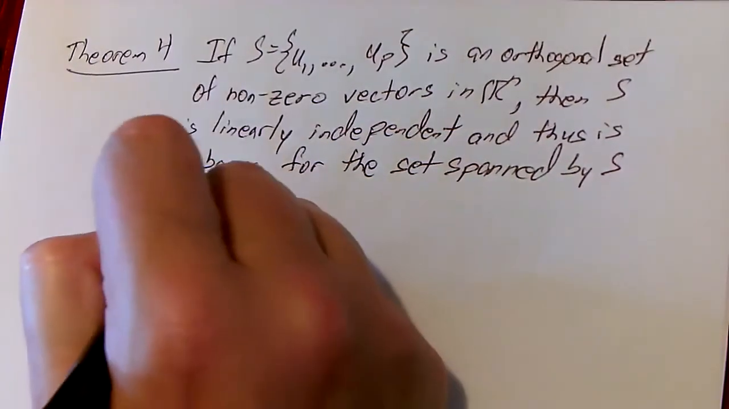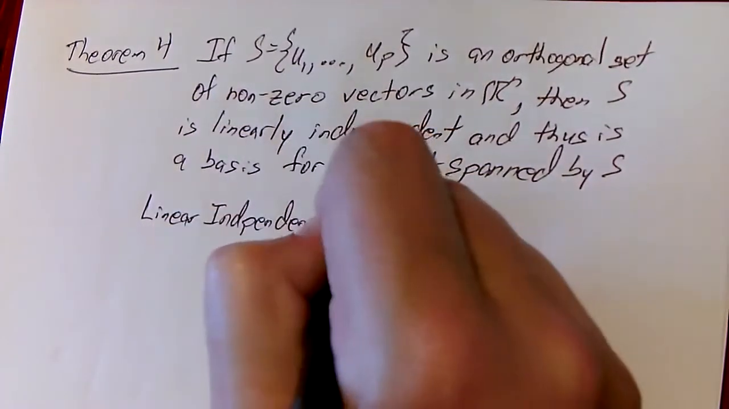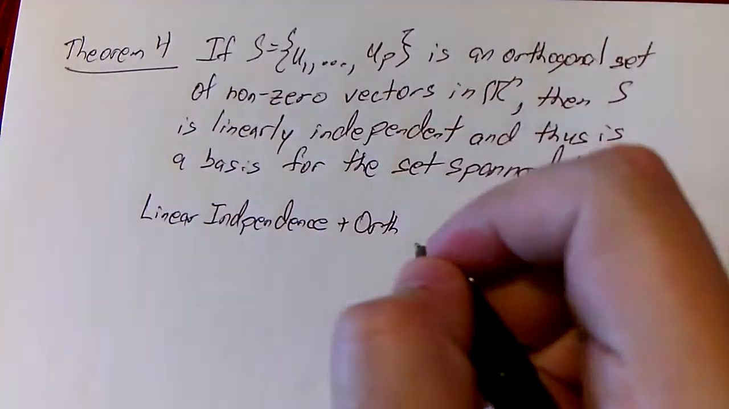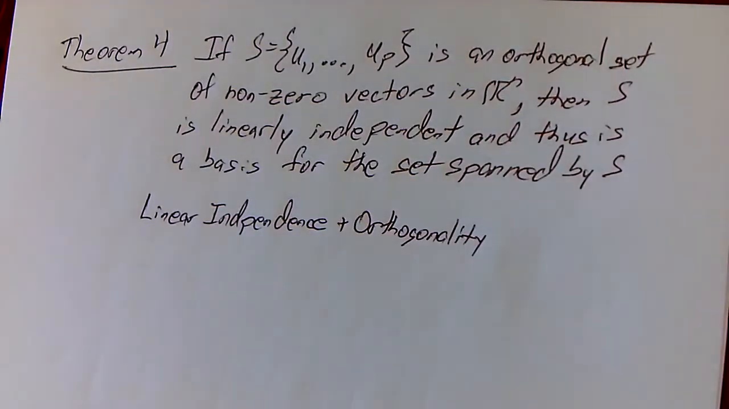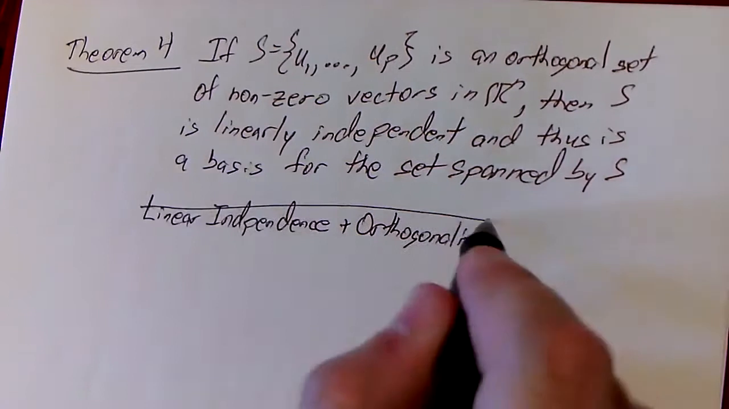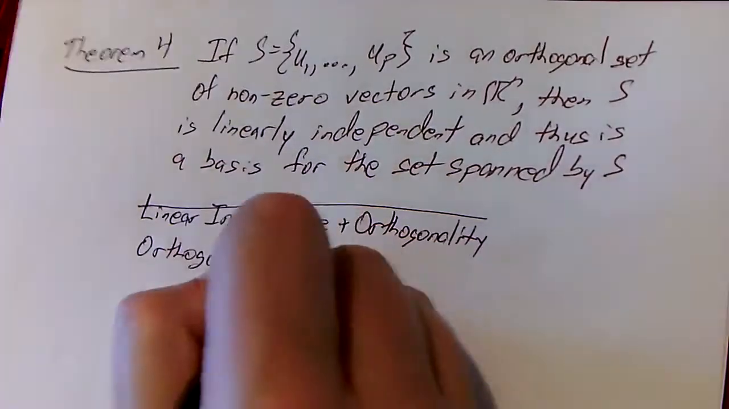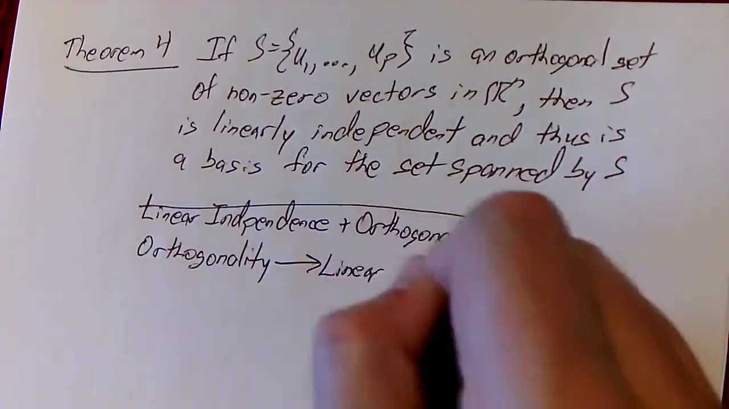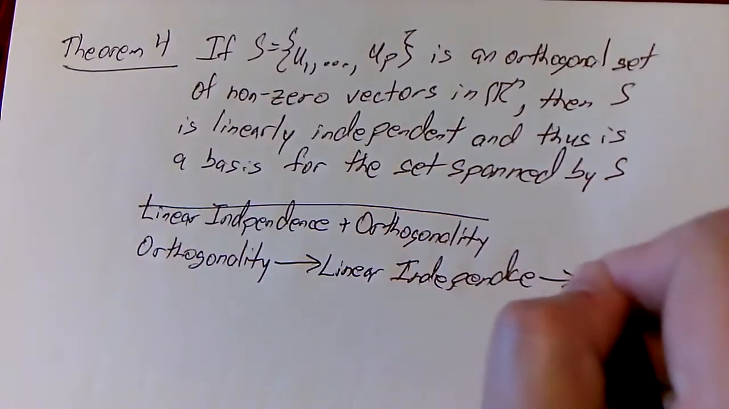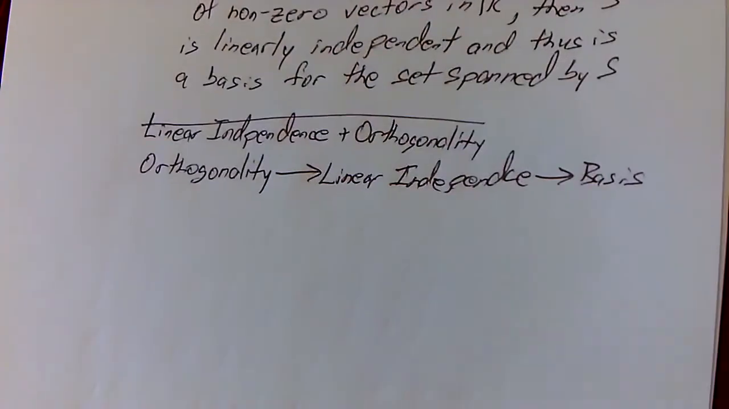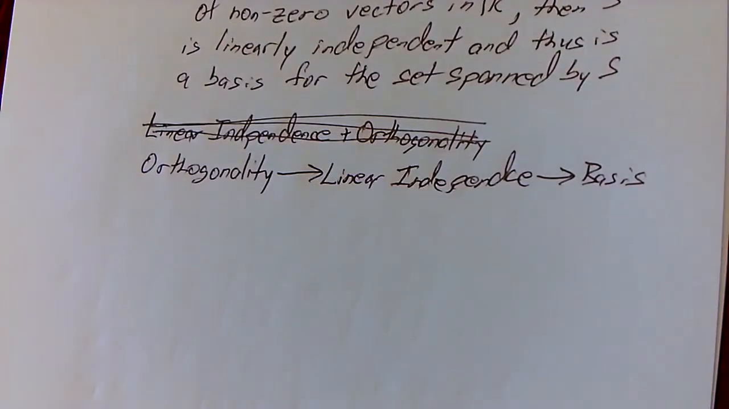So simply put, theorem 4: linear independence plus orthogonality... I wrote that backwards. Scratch that. Orthogonality, sorry, I get those backwards. Orthogonality is going to give us linear independence, and linear independence gets us a basis, okay? But it's a basis for only what's covered by the vectors in S, okay?